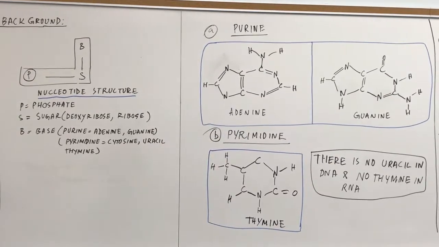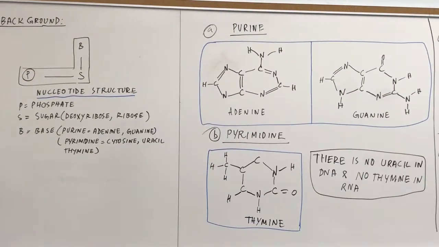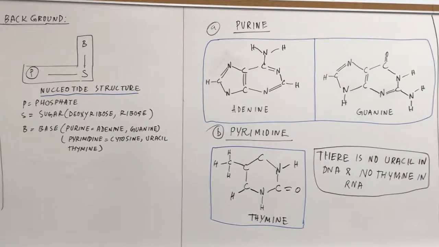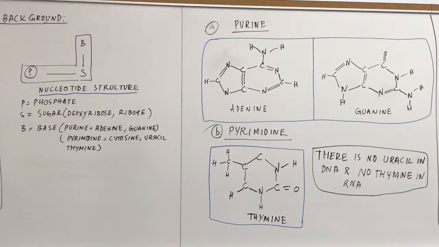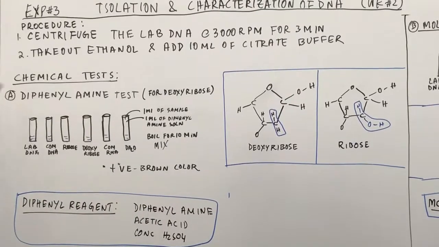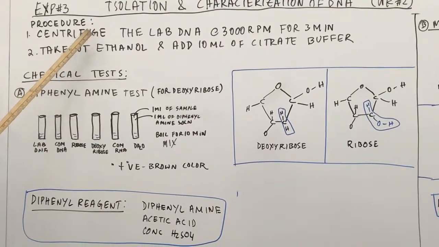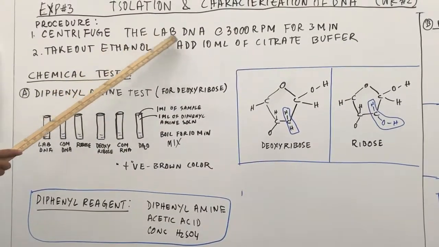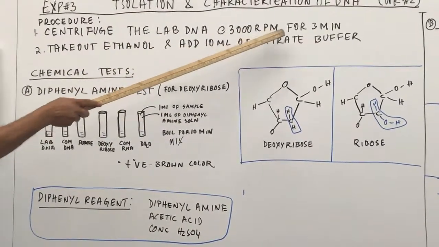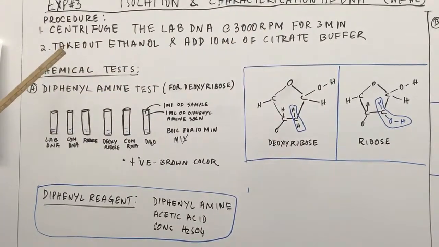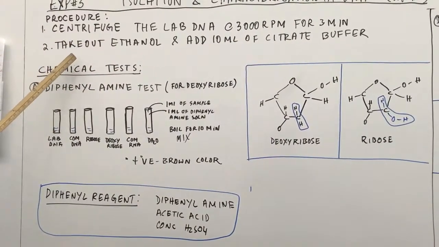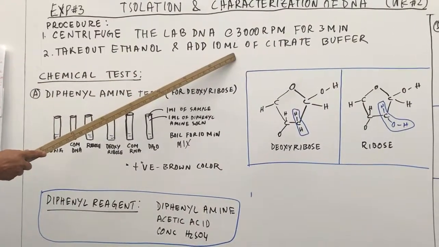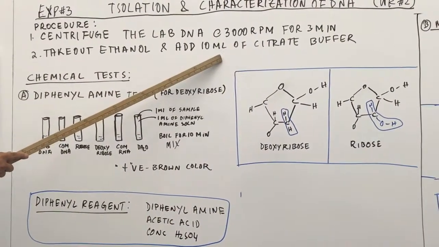Now, as we know the structure of the nucleic acids, it will be easy to understand and confirm the presence of DNA using different chemical tests. Now let's talk about the procedure. First step, we need to centrifuge the lab DNA from last week at 3000 rpm for 3 minutes. And then we need to decant the ethanol and add 10 ml of citrate buffer into the tube containing lab DNA.